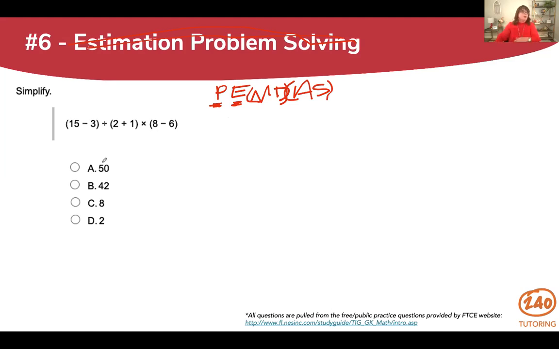All right, so we're going to solve this equation or simplify it. I'm going to do the parentheses first because we're not trying to solve it, we're simplifying it here. I'm going to do 15 minus 3 and I get 12. All right, and then we have a division symbol here.